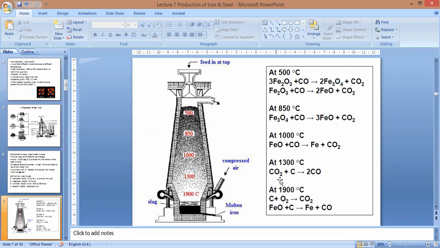And at 1300 degrees, what happens? Carbon dioxide plus carbon will give you two molecules of carbon monoxide. At 1900, you have carbon dioxide and carbon monoxide here, and a freed up atom of iron. So you have more molten iron achieved at 1900 as well as at 1000 degrees Celsius.